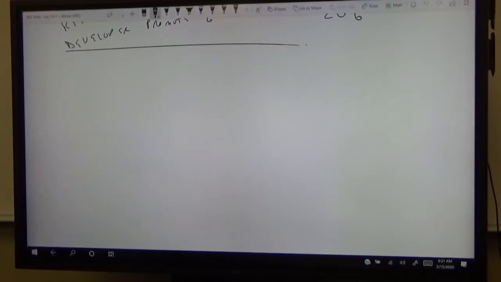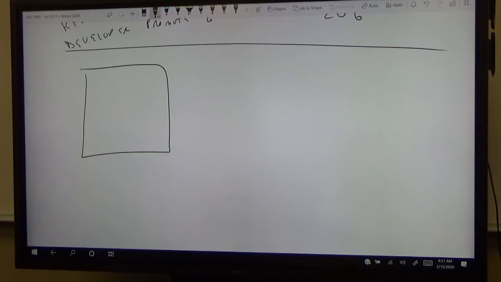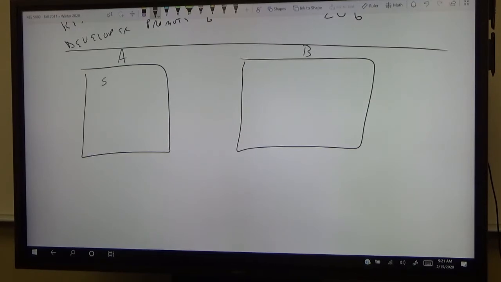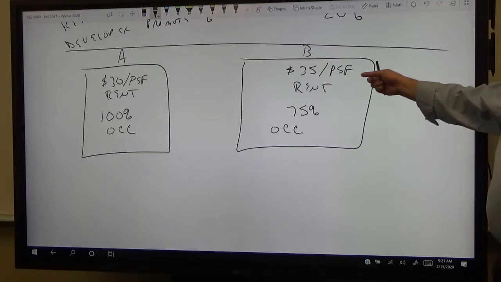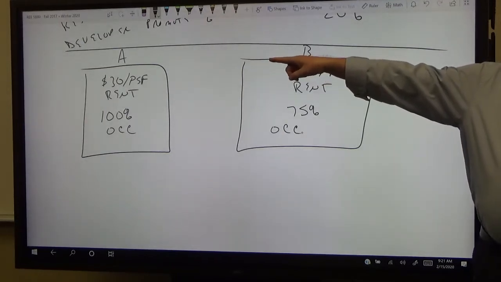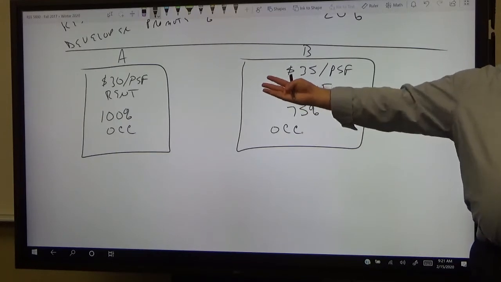But here's what you're describing. Let's just say that you've almost got two identical buildings, building A, building B. Let's say this one is $30 a square foot rent, and it's virtually 100% occupied. All right, this one over here maybe is $35 per square foot, and it's maybe 75% occupied. Now, very simplistically, what you would ordinarily say is, well, this person should be doing what? Lowering their rent down to $30 a square foot or pretty close to it, in order to maybe steal some tenants from over there over to here.